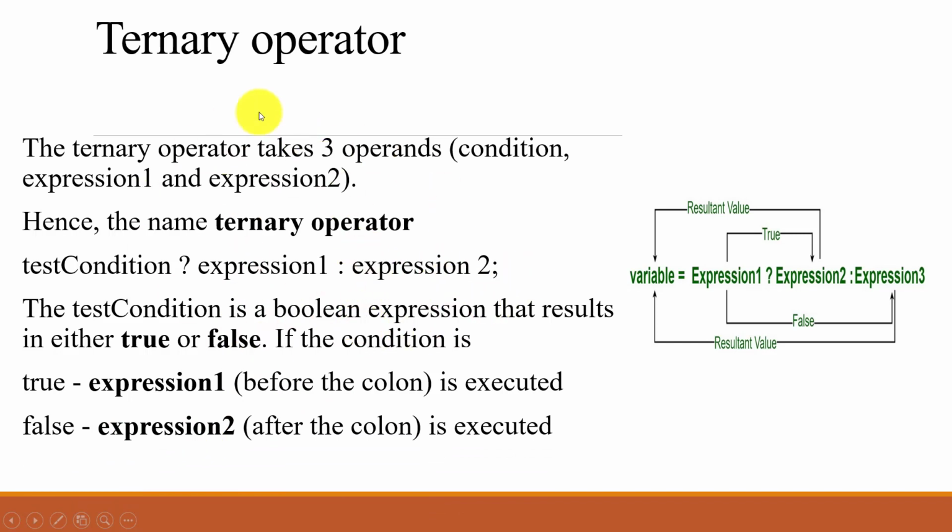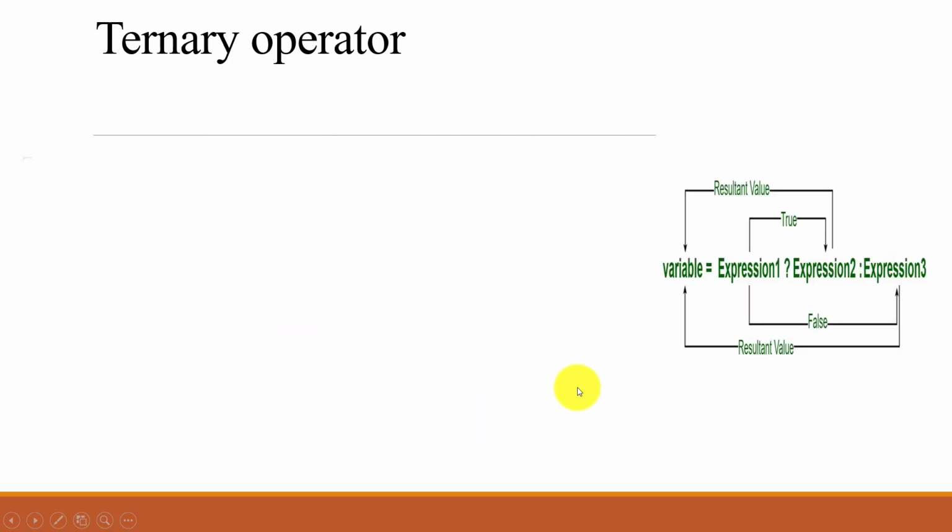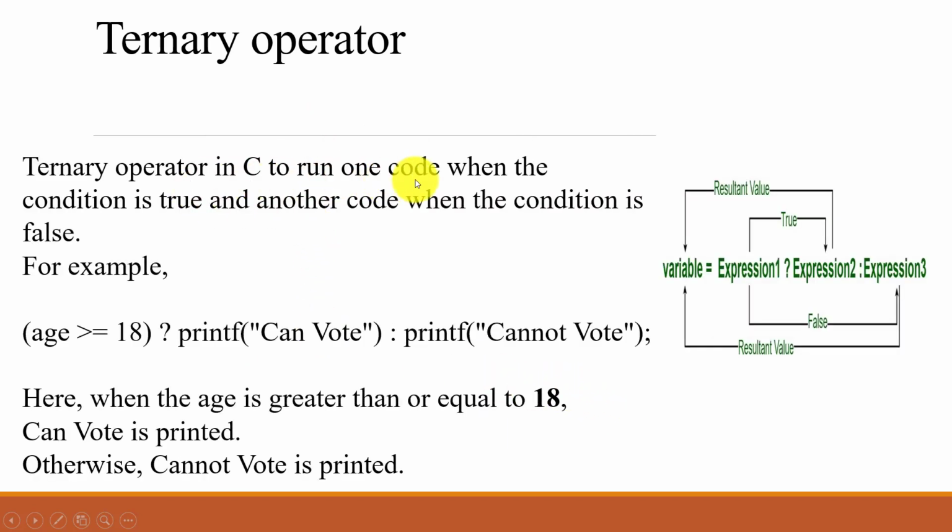Now let's understand this with one example. Suppose this is the example: one code for when the condition is true and another code for when the condition is false. This is the condition statement: age is greater than or equal to 18. When the age is greater than or equal to 18, if it is yes or true, then it executes the first expression, that is, "can vote" is printed. If no, or if the condition is false, it's going to execute the last expression, "cannot vote".